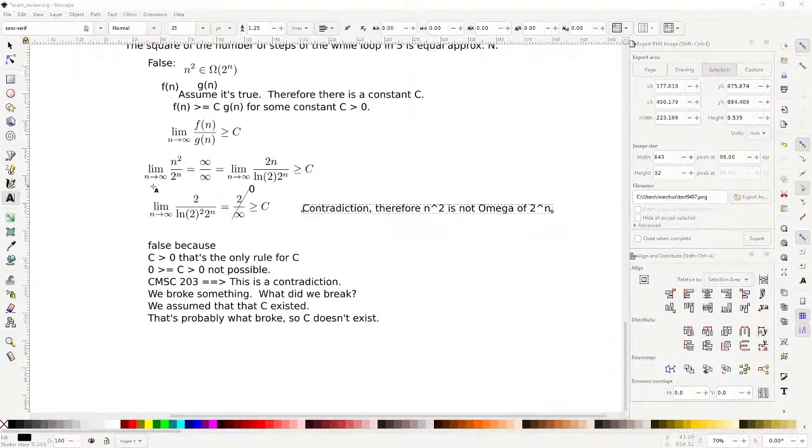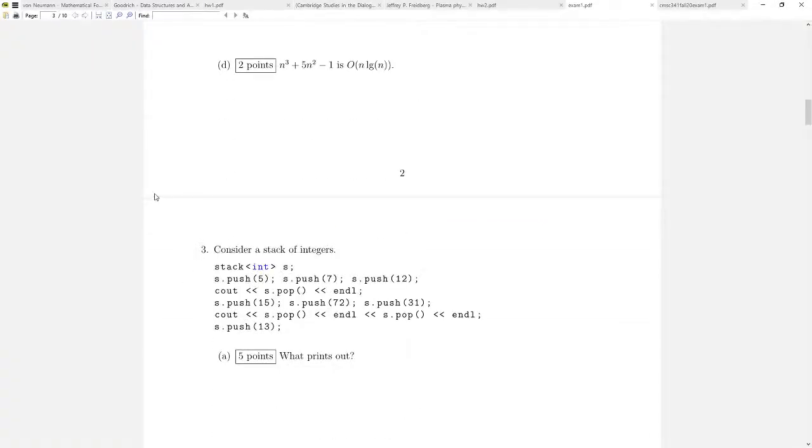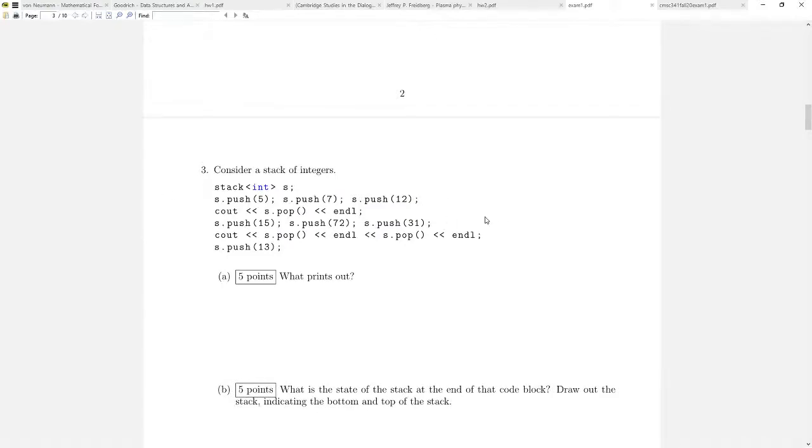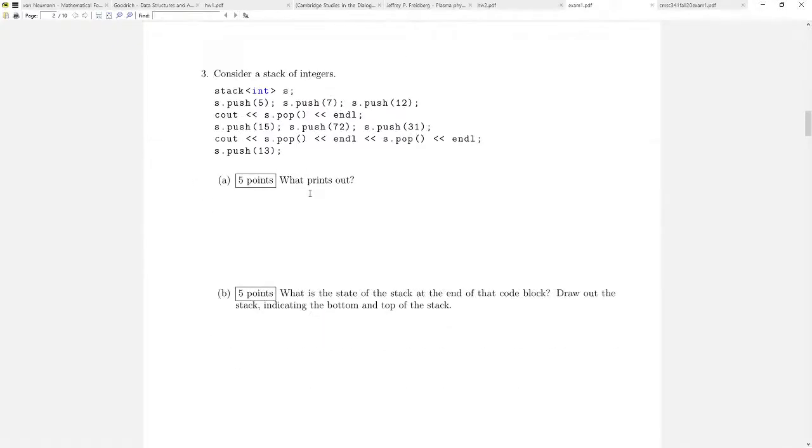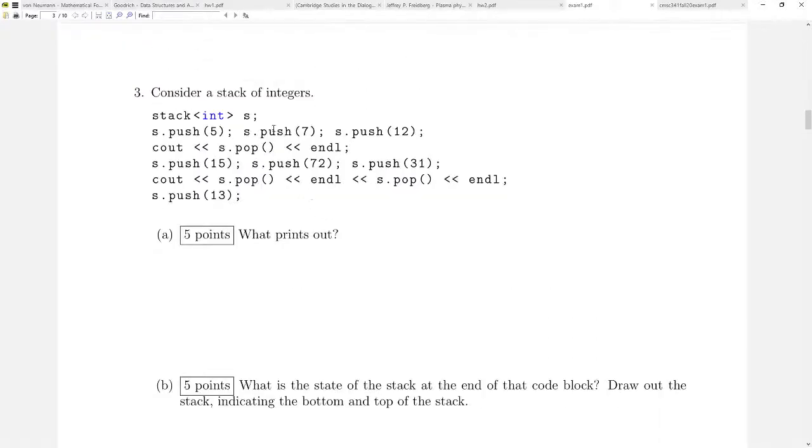So let's get away from big O and actually do other things, because there are other things. So let's go into what the rest of the exam is going to look like. This is an example of a problem from a previous exam. Basically here you just have a stack that you push some stuff onto and pop some stuff off. So let me actually snip it so that we can do this problem.